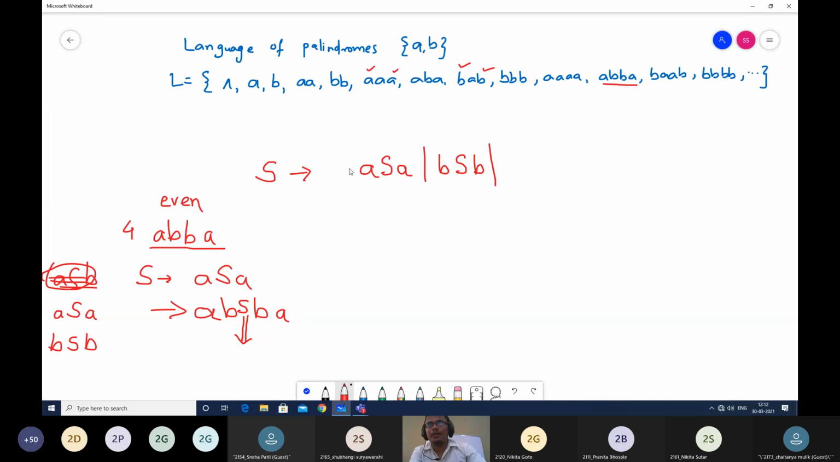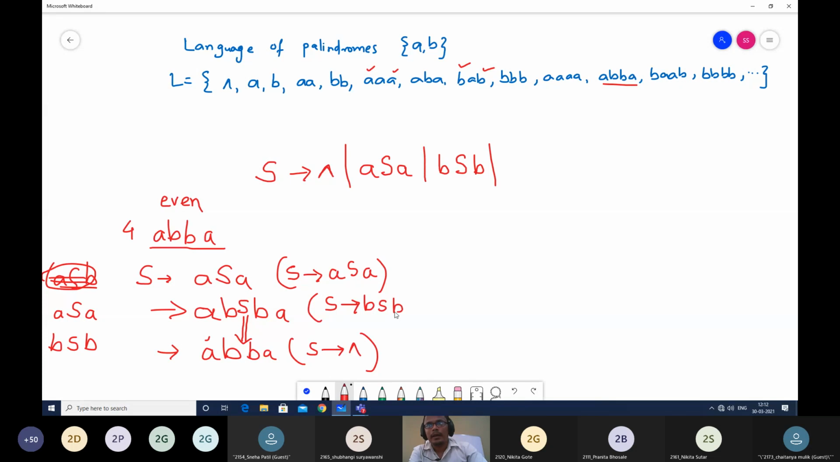So I should also add a production rule that S gives null, correct? So if now I have S gives null, I can apply the production rule S gives null over here. I had applied S gives ASA over here, and I had applied S gives BSB over here. And then the last symbol that was remaining was S. This I have to make null. Then only ABBA I will get.